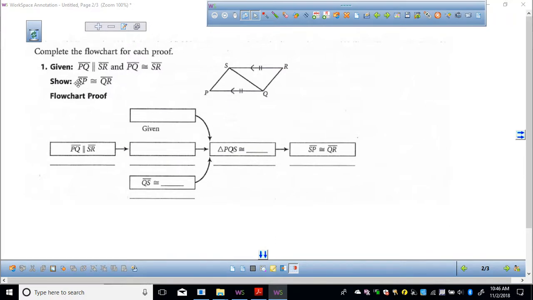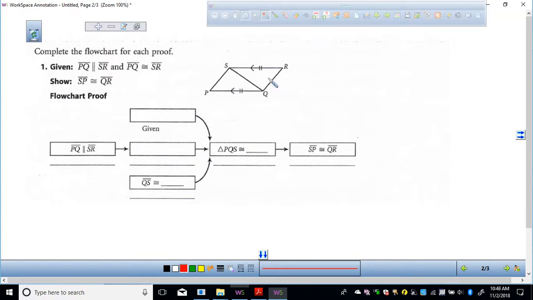So we're trying to show that SP is congruent to QR. Usually what I do is I start at the end, right? In order to show that SP is congruent to QR, what would I have to show first? Marissa? Well, yeah, but I would first have to prove some triangles are congruent, right? Okay? So I'm going to look for a way to show that this triangle is congruent to this triangle.